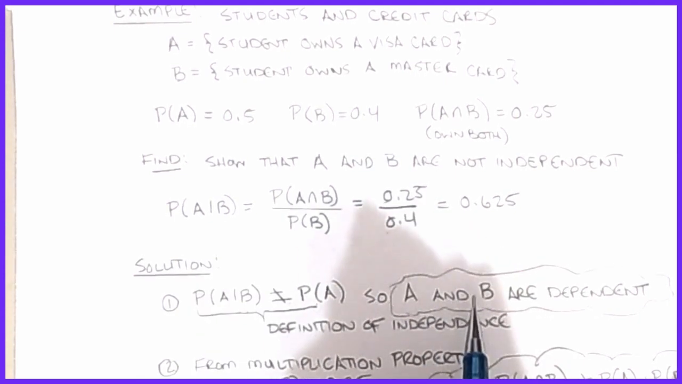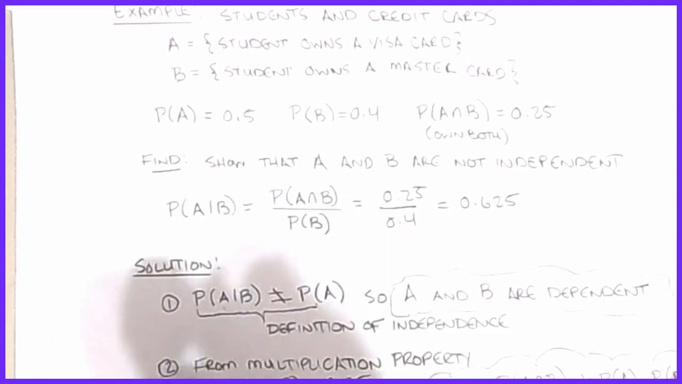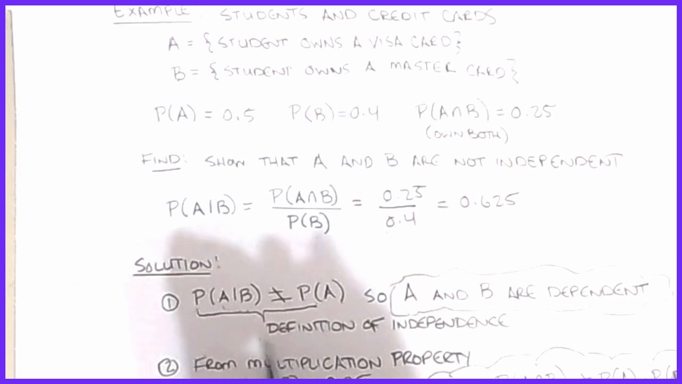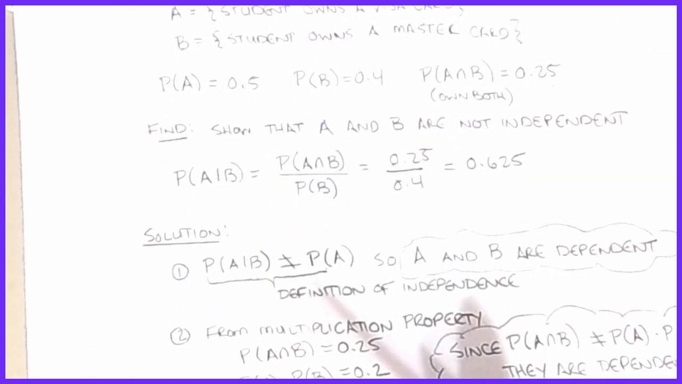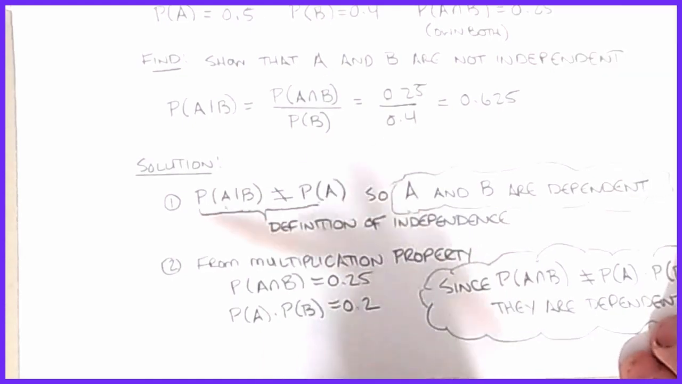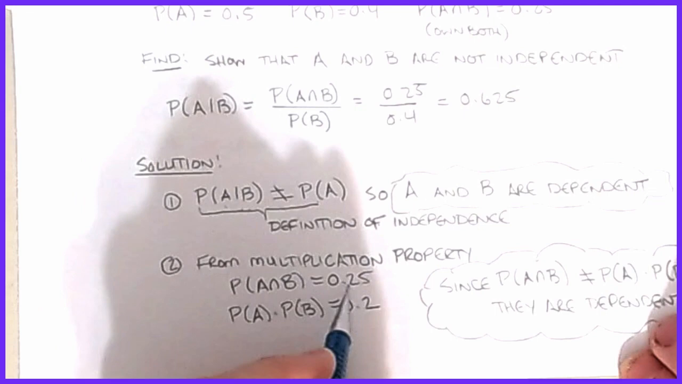What this is basically saying is that if the student owned one credit card, they were more likely to own a second one, or in this case, the MasterCard. This came out of our definition of independence. We can also see it from our multiplication property that I just showed you, that the probability of A intersect B we showed was 0.25.